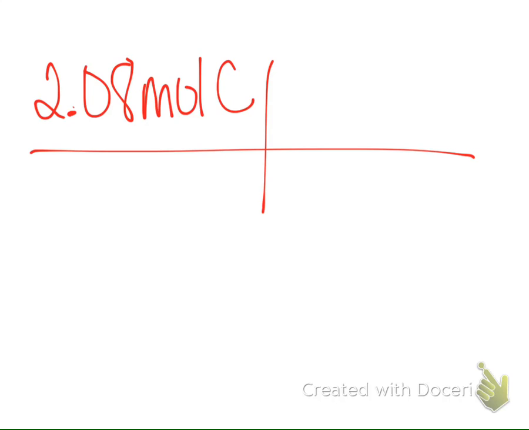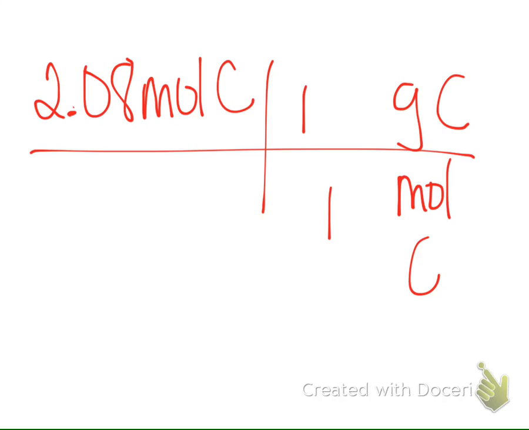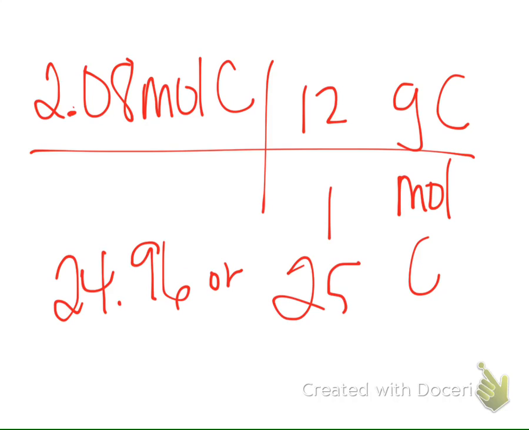Now we want to put moles where? On the top or the bottom? Bottom, good. See, that was really just a test for you guys, and you passed. Since we're going between grams and moles, moles does get the 1. How many grams are in 1 mole of carbon? 12. And we get that from the periodic table. That's our molar mass. So now we take 2.08 times 12, and we get 24.96, or just 25 grams.